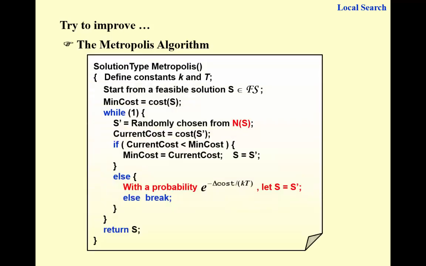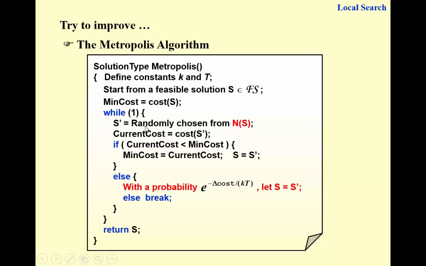Metropolis has nothing to do with the big cities, right? It's named after Nicholas Metropolis, a physicist who invented this algorithm. So this is the pseudocode. In this algorithm, there are 2 constants defined, one constant k plus a capital T. And again, we start from any feasible solution and initialize the mean cost to be the cost of this initial solution, and then jump into this while loop.